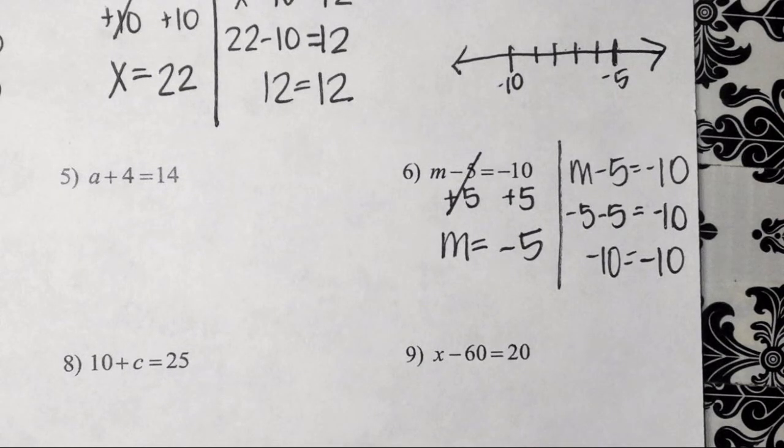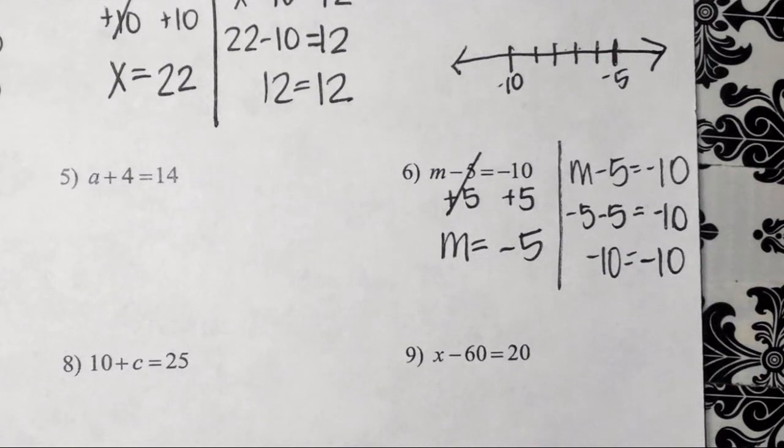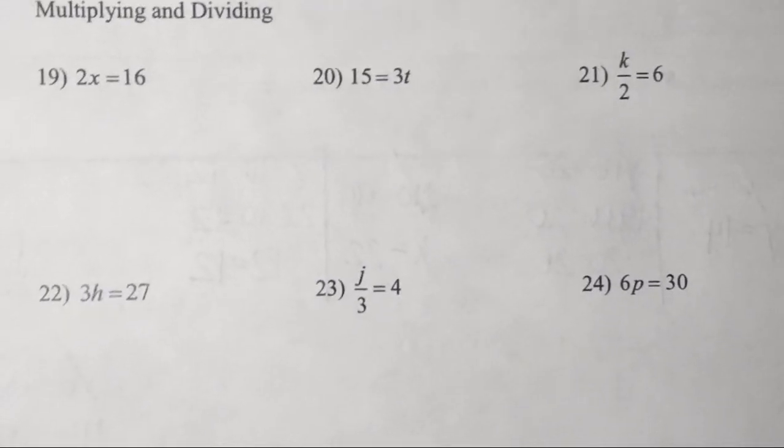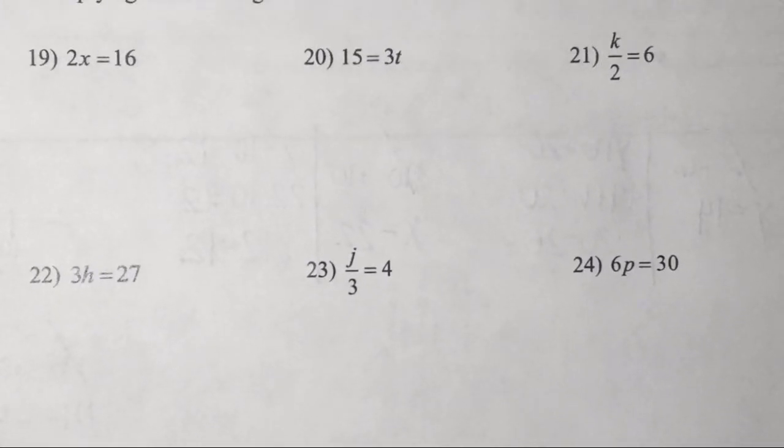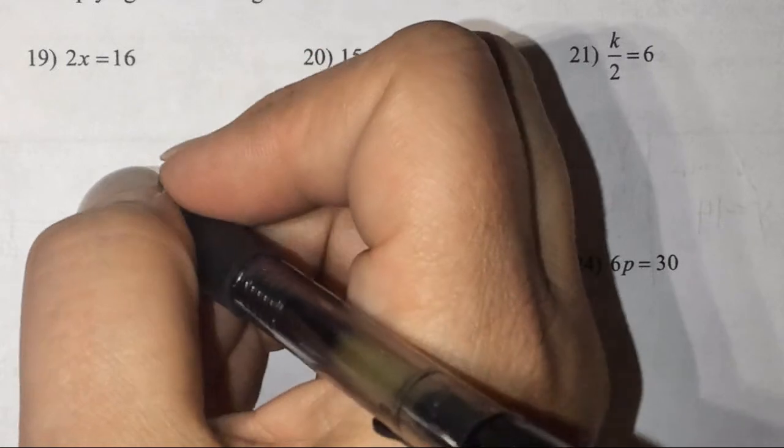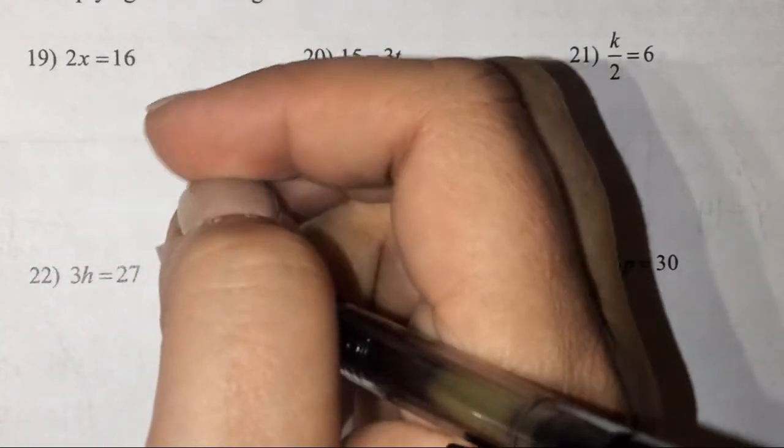Yes? Can you do number 30 with that? No. You got it. Okay, flip to the back side. Multiplication and division. Okay? Number 19, 2x. What is that type of equation? Multiplication. How do I undo multiplication? Division.